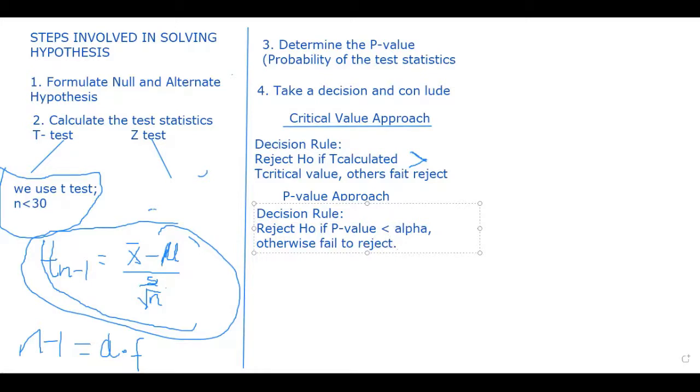Okay. Then lastly, you conclude. You give your conclusion.